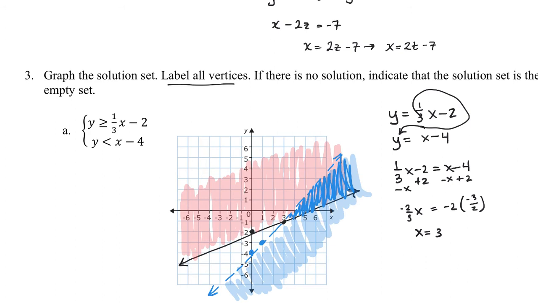So now we need to get the y value there. So when x equals 3, I can use, for example, this equation. If x equals 3, 3 minus 4 is -1, so y equals -1. So the vertex there is 3, -1, where those two lines intersect.